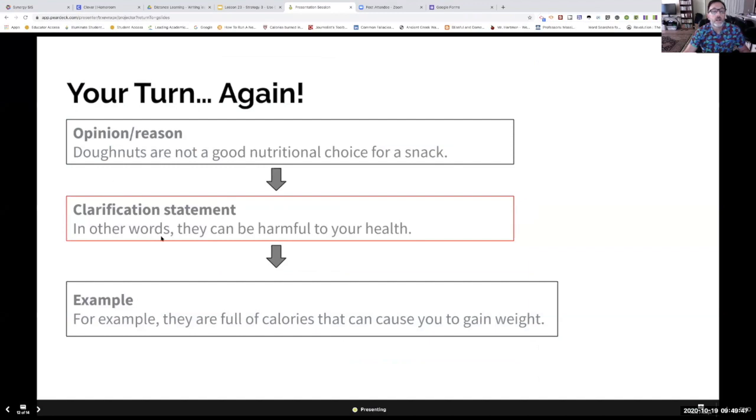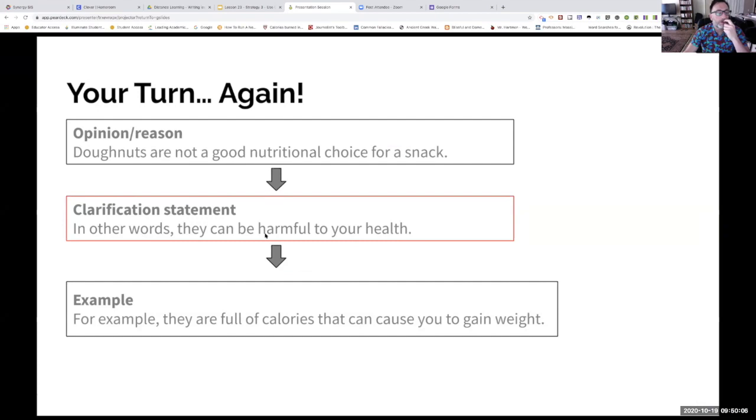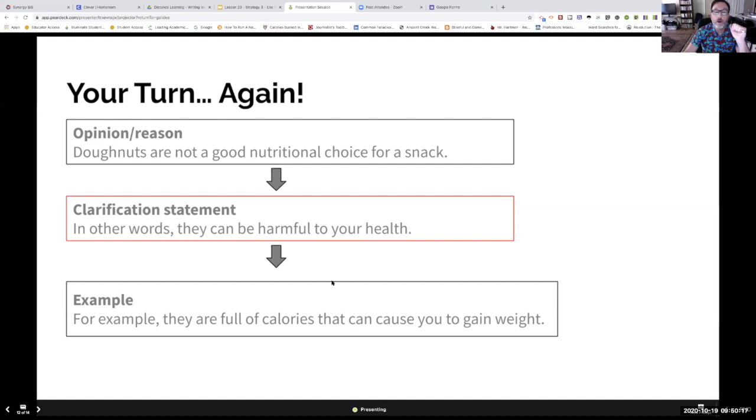So this is what I came up with, and certainly by no means the only option. Many of you expressed the same idea, just with different words, which is fine. You got the main idea, you got the big picture, and that's perfect. So put it all together. Donuts are not a good nutritional choice for a snack. In other words, they can be harmful to your health. For example, they are full of calories that can cause you to gain weight.